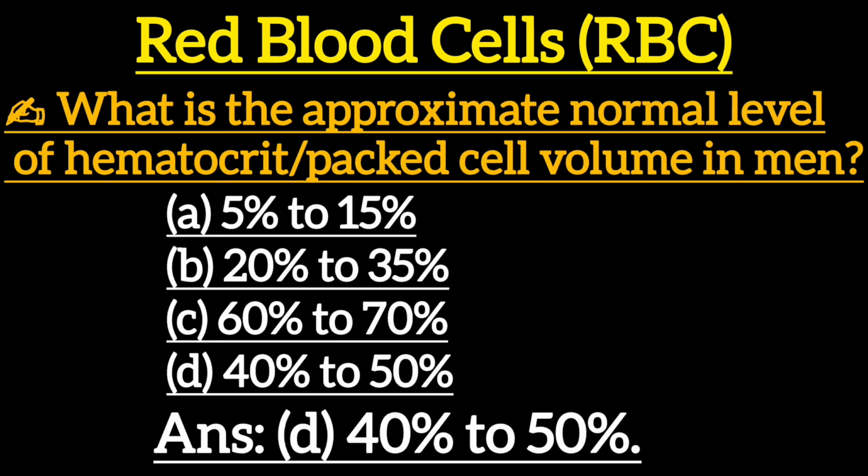Next one is, what is the approximate normal level of hematocrit or packed cell volume in men? Option A, 5% to 15%. Option B, 20% to 35%. Option C, 60% to 70%. Option D, 40% to 50%. Correct answer is option D, 40% to 50%.